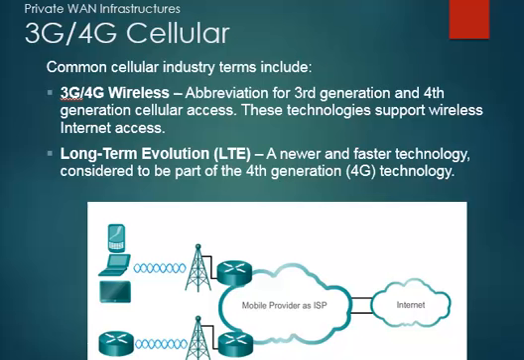Common cellular industry terms include 4G or 3G wireless, abbreviations of third generation and fourth generation cellular access. These technologies support wireless internet access. Another term, long-term evolution, or LTE, refers to a newer and faster technology and is considered to be part of fourth generation technology.